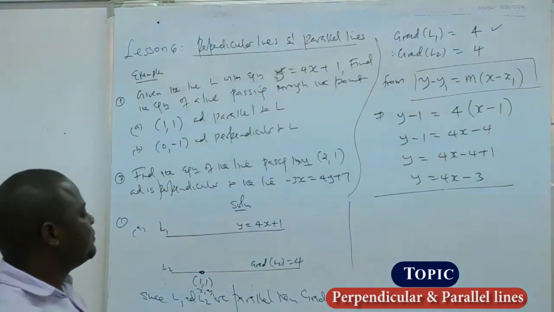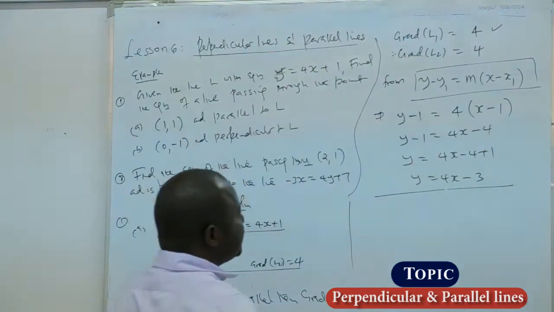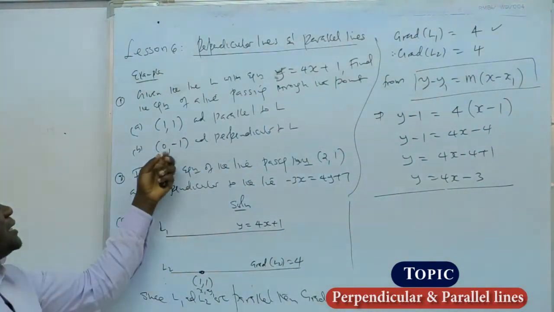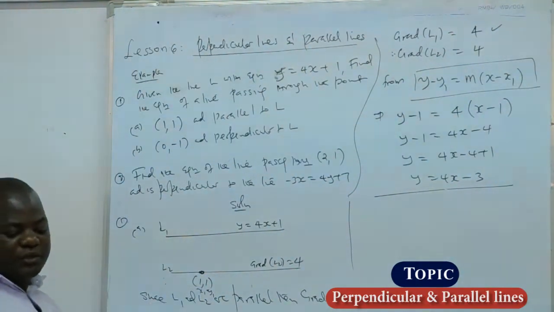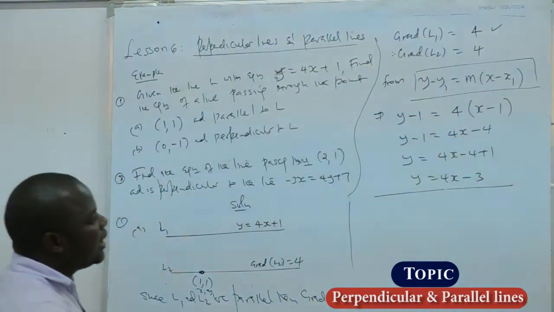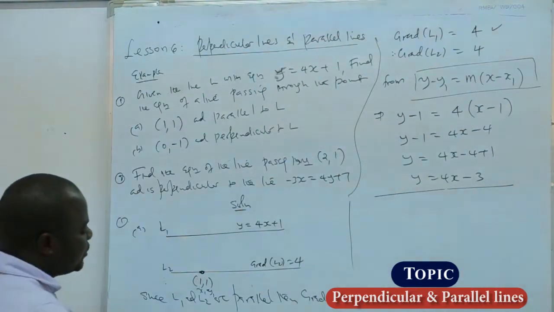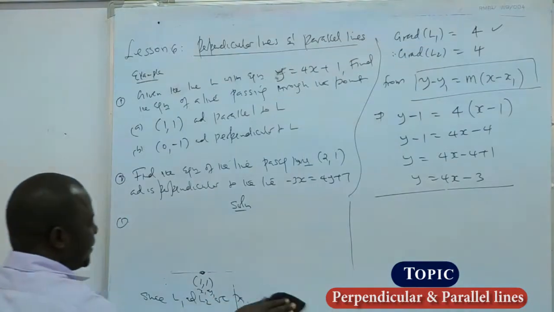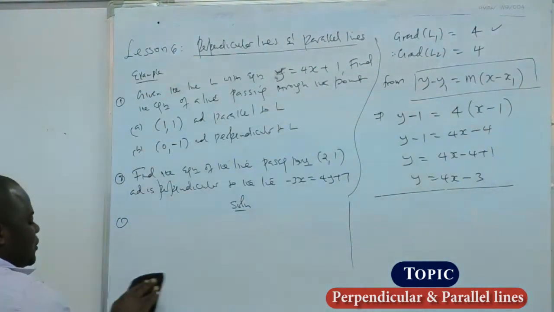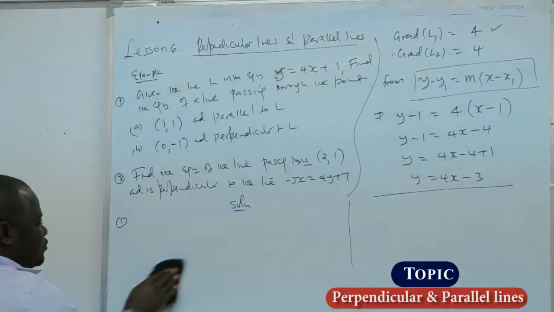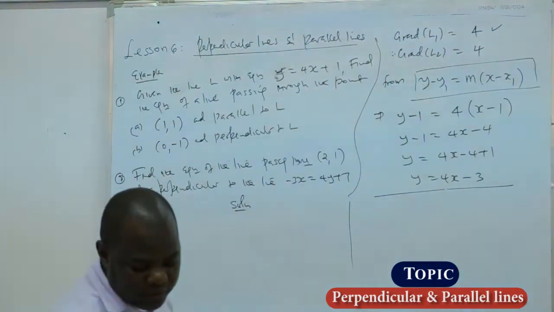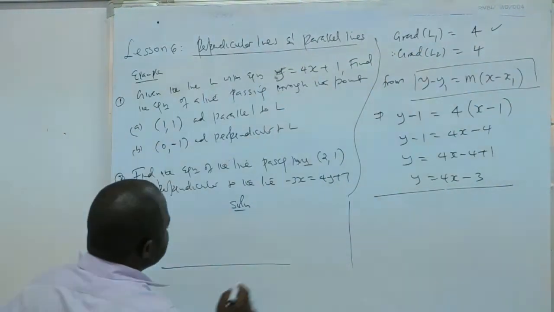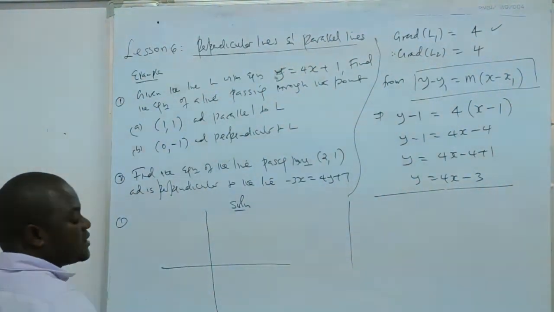Let us go to part B. Part B will require us to find the line that is perpendicular to this line. So that's how part A goes. For part B, these two lines are perpendicular. If they are perpendicular, then we shall have these lines drawn: the first line, and then the second line. So these lines are perpendicular.